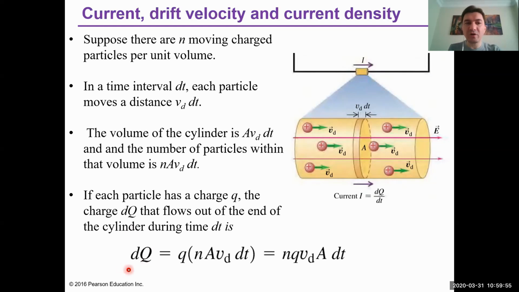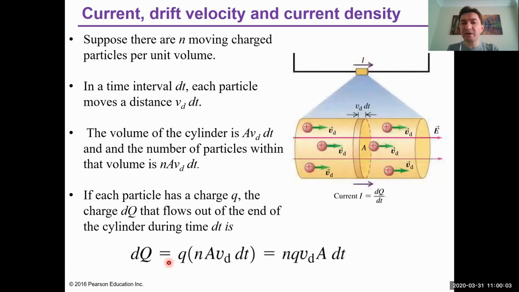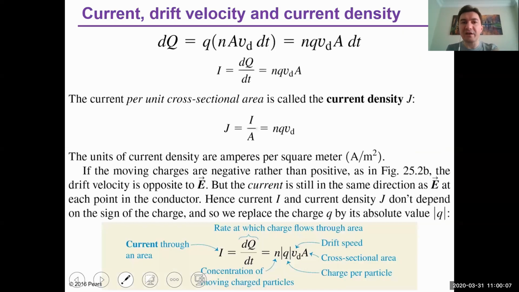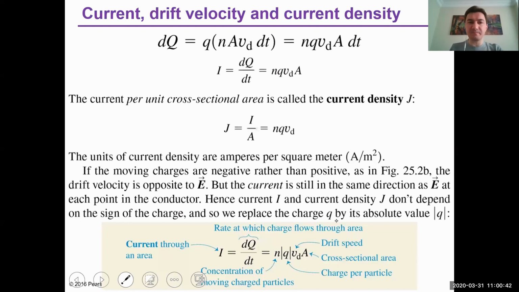So what was the current? Current was dq over dt. By using that relation, I can calculate current. Put that relation here instead of dq. Then here we have dt, and this dt will cancel this dt. Then here we have the relation for the current: current depends on the number of charged particles per unit volume, the charge of each particle, drift velocity, and the area of the cylinder. So now we have a relation between drift velocity and current. Nice. Maybe you have a question. If something is not clear, you can ask.